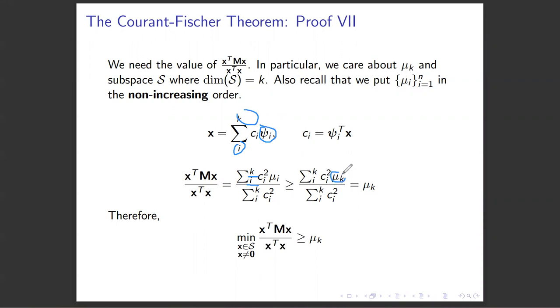the lambda K is the smallest eigenvalue. Okay, so I will change all the lambda one, lambda two, lambda three, no, mu one, mu two, mu three into the mu k. So that will be much smaller. So this inequality will stand for this lambda k.